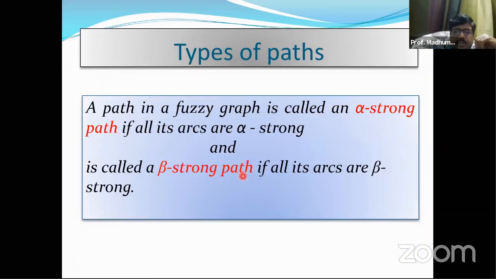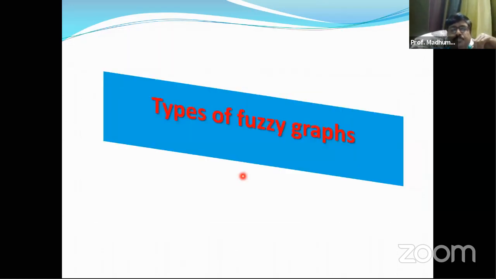Similarly, we can classify depending on the alpha strong arcs. We can classify the paths as alpha strong path, beta strong path, and delta strong path. That one is not mentioned here. That means if all the arcs of a path are alpha strong, then the path is called the alpha strong path. Similarly, if all the arcs of a path are beta strong arcs, then the corresponding path is called the beta strong path, and similarly the delta strong path.